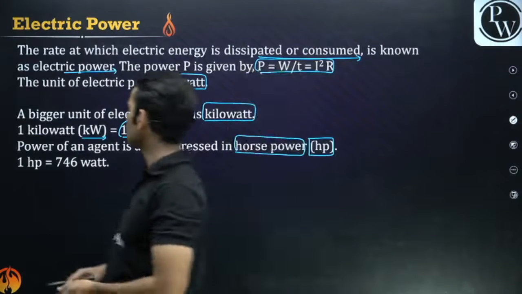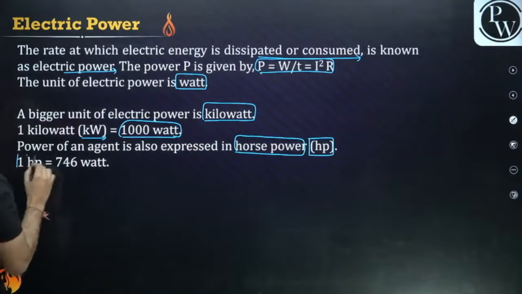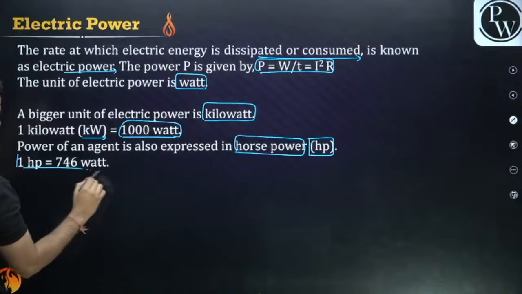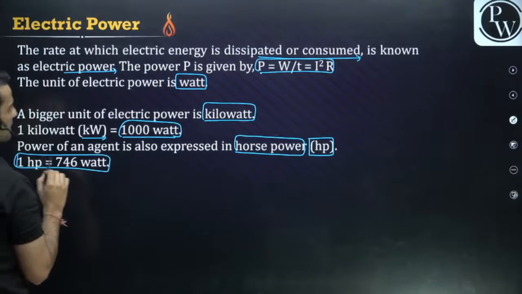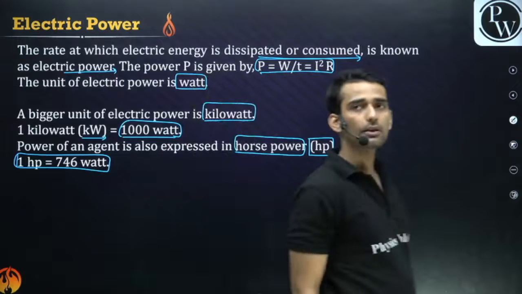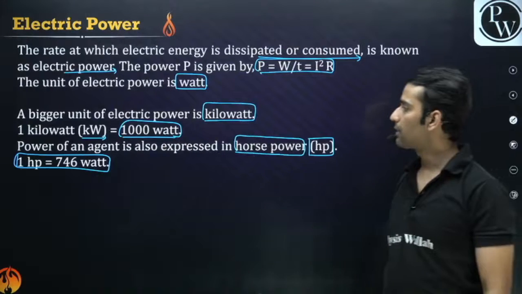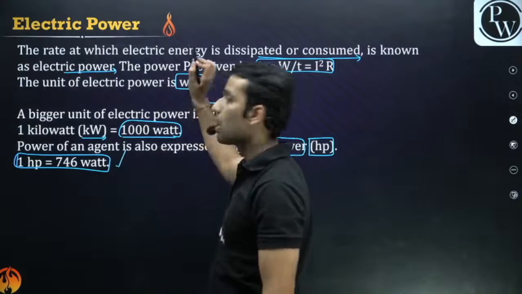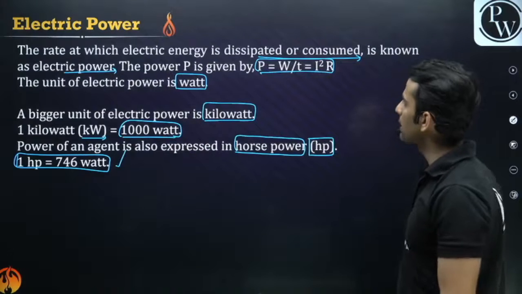1 horsepower is nothing but 746 watt. Clear, guys? So this is the unit for power. 1 horsepower is 746 watt. Just keep on writing this.